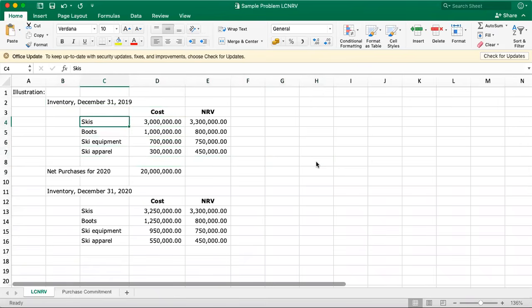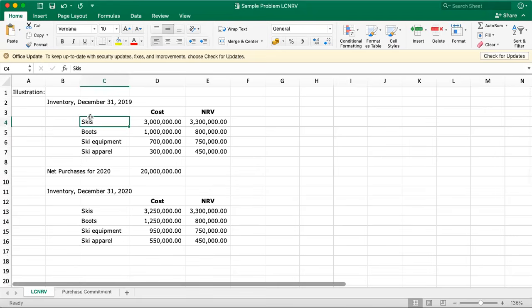So again, we measure the inventory at the lower of cost or net realizable value on an individual, item by item basis. So we do not accumulate or total them. This is the composition of your inventory: skis, boots, ski equipment, and ski apparel. The net purchases for 2020 is 20 million. And the inventory on December 31, 2020, you have the cost and the net realizable value.